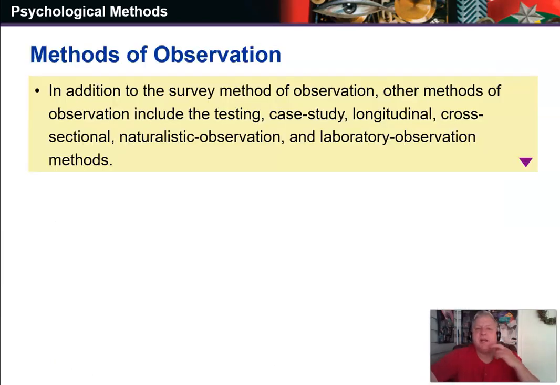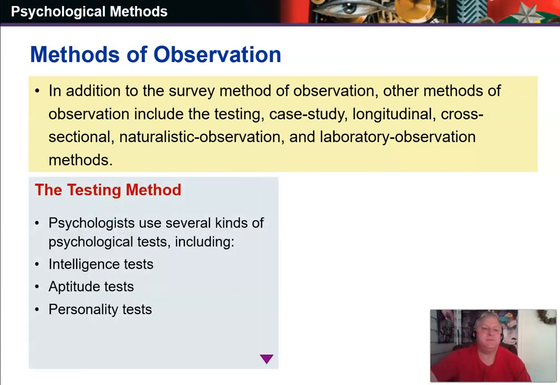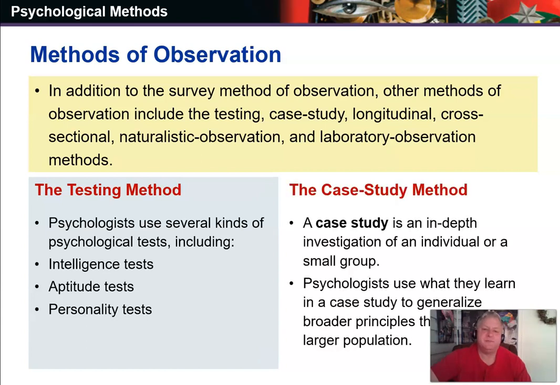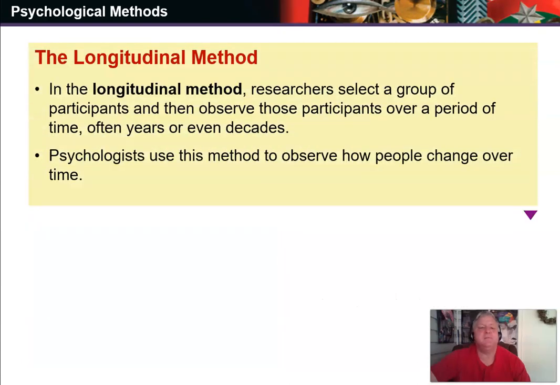In addition to the survey method of observation, other methods of observation include testing, case study, longitudinal, cross-sectional, naturalistic observation, and laboratory observation methods. The testing method: psychologists use several kinds of psychological tests, including intelligence tests, aptitude tests, and personality tests. A case study is an in-depth investigation of an individual or a small group. Psychologists use what they learn in a case study to generalize broader principles that apply to the larger population.